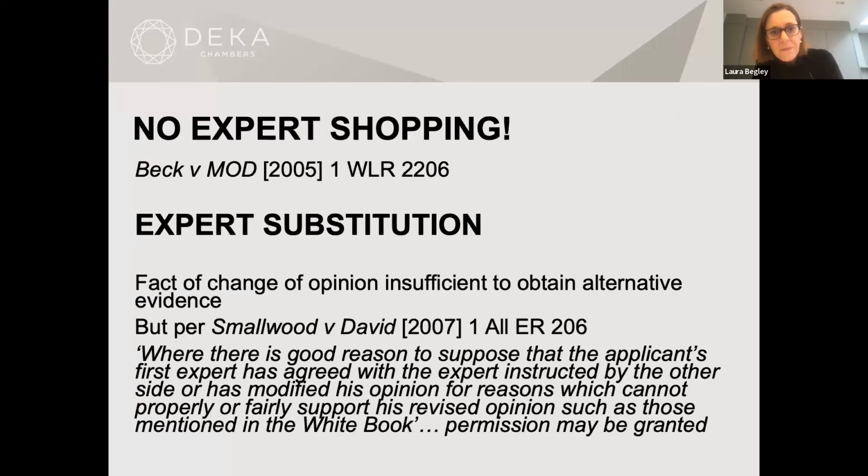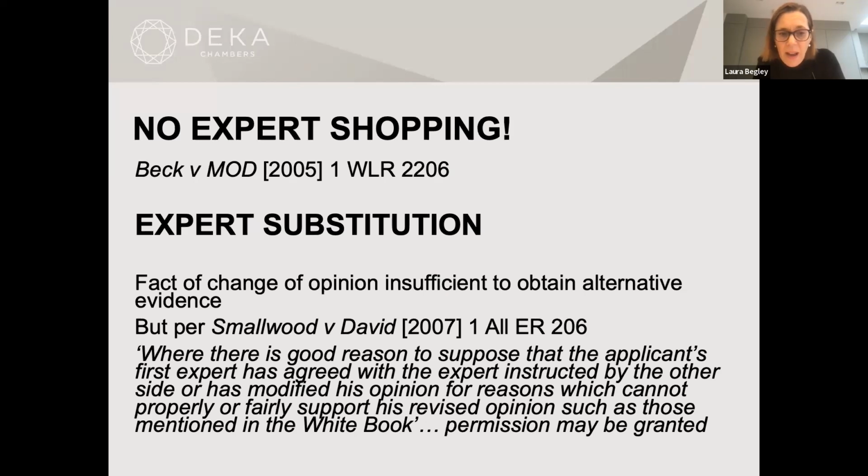Next slide, please. We all remember, well, I do because I'm that old, the case of Beck and MOD that says no expert shopping. So you can't go shopping for experts. But let's have a look at circumstances where expert substitution may be appropriate. So the fact of a change of opinion between the initial report that you've served and the outcome of the joint report, so your expert's opinion in a joint report, is insufficient to obtain alternative evidence.